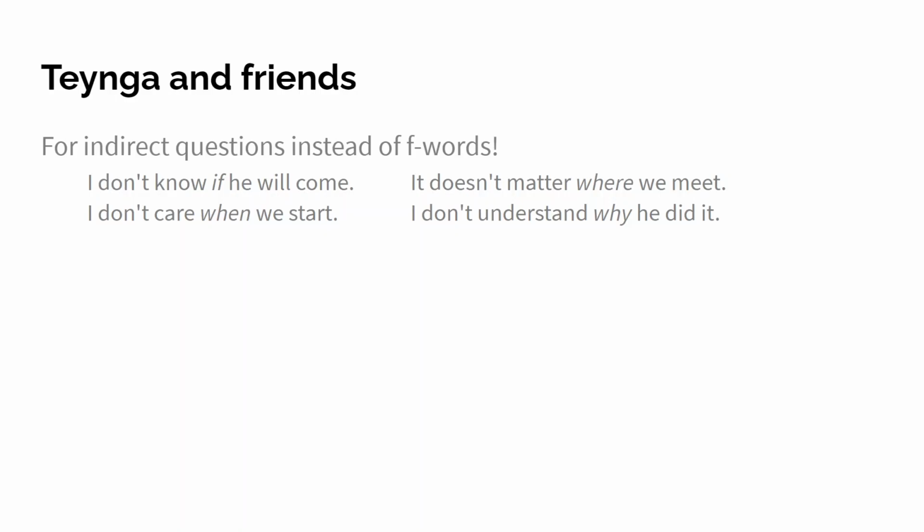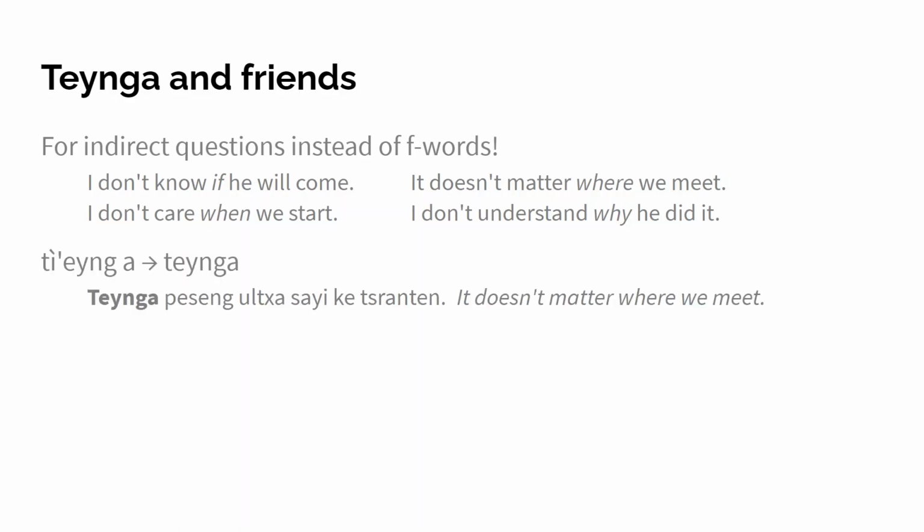What do these sentences have in common? They basically have a question included. There is a question hidden in there, but it is a normal sentence. So if we have a question embedded in a normal sentence, then we have an indirect question. We have three of these words. First of all, we have Teynga, Teynga.